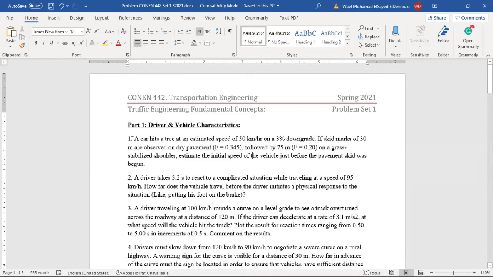Okay, to start with, let's try to solve this problem. The first problem says, a car hits a tree at an estimated speed of 50 kilometers per hour on a 3% downgrade. If skid marks of 30 meters are observed on dry pavement, f, the coefficient of friction, was 0.345, followed by 75 meters on grass. The coefficient of friction here is 0.2 on a grass stabilized shoulder. Estimate the initial speed of the vehicle just before the pavement skid was begun. Okay, let's solve this problem.